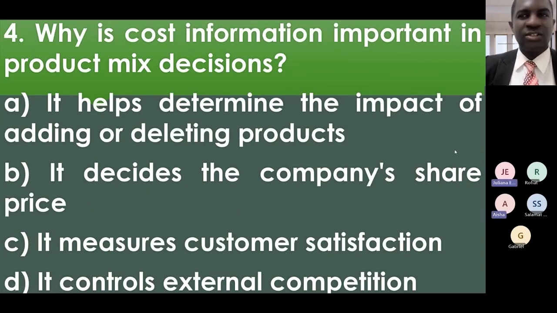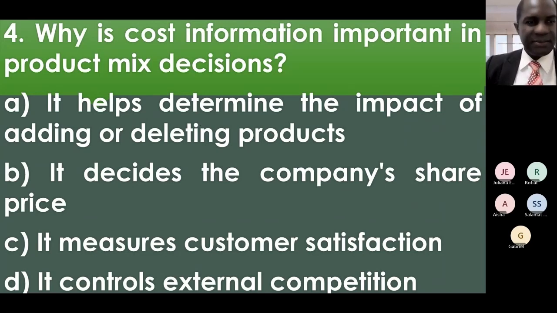Okay. Why is cost information important in product mix decisions? A, it helps determine the impact of adding or deleting a product. B, it decides the company's share price. C, it measures customer satisfaction. D, it controls external competition. Why is cost information important in product mix? Okay, G is going for A.